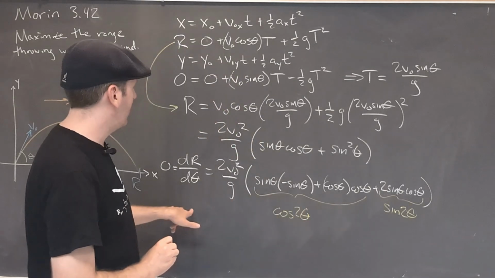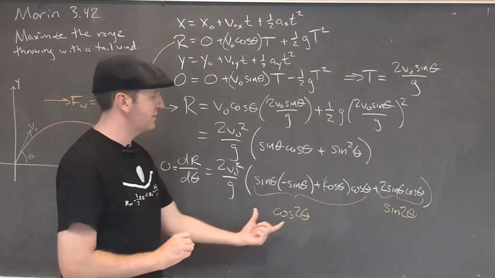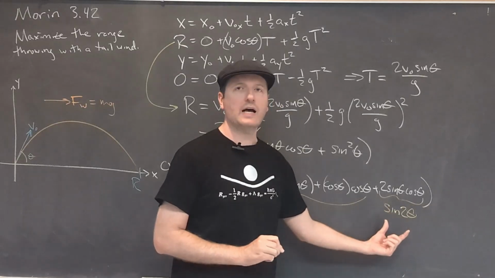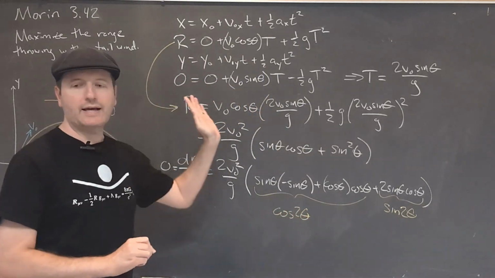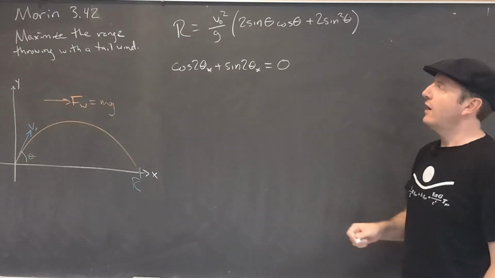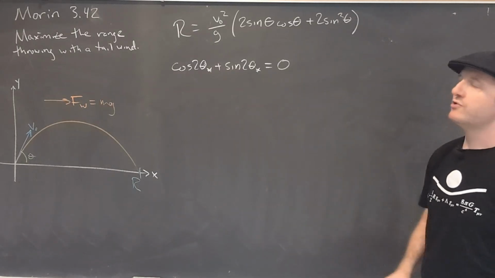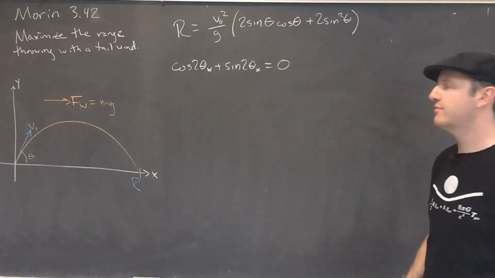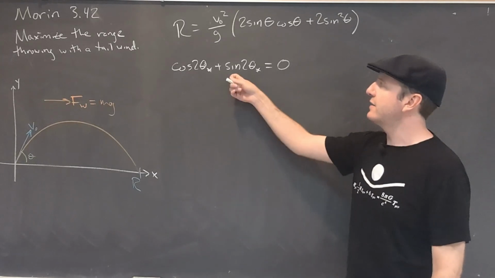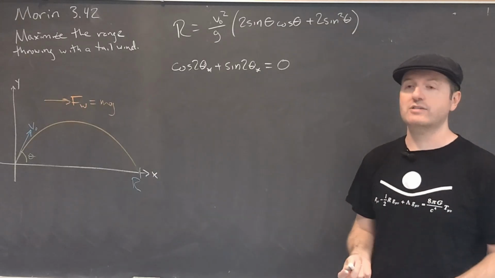Okay, so what we really have here is 0 equals cos 2 theta plus sine 2 theta. Let's bring that back up to the top and we'll finish this off. Okay, I've rewritten our range equation generically up at the top. I put the 2 inside because we're going to do some stuff with it in a sec. And then here's the condition on our theta that maximizes the range.